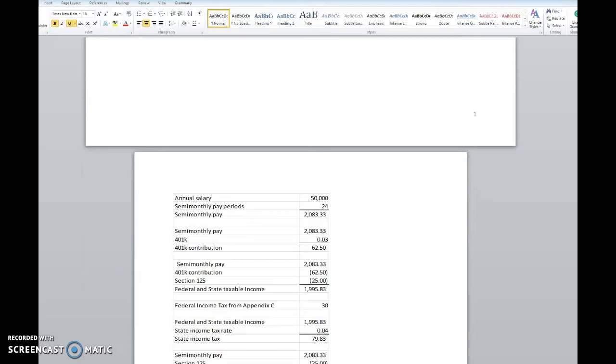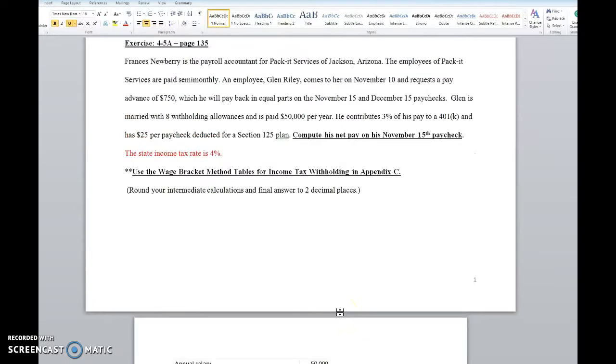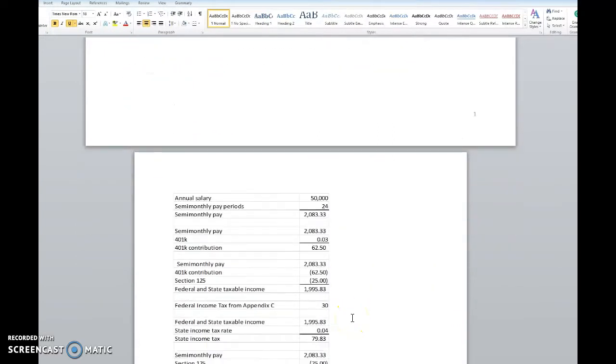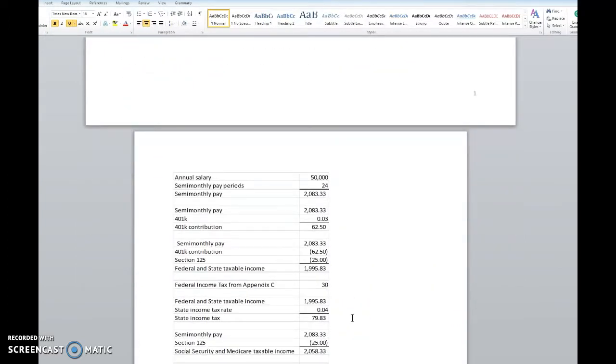If you take his gross minus his 401k contribution of $62.50 minus Section 125, which is in regards to health insurance, and that is also stated in the problem, he contributes $25 per paycheck. But remember, he's paid semi-monthly. So, the federal and state taxable income, remember it's the gross minus the pre-tax, is $1,995.83. The income tax from Appendix C is $30.